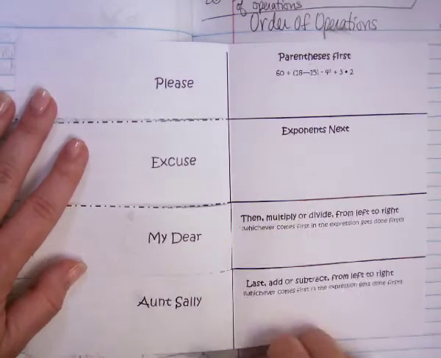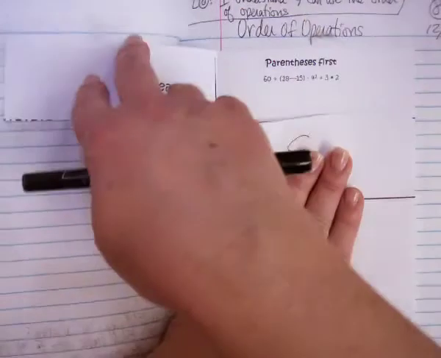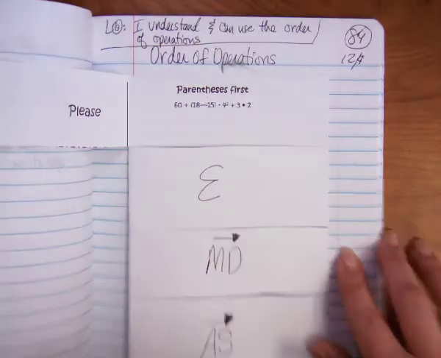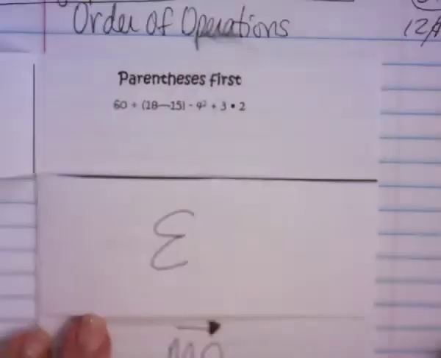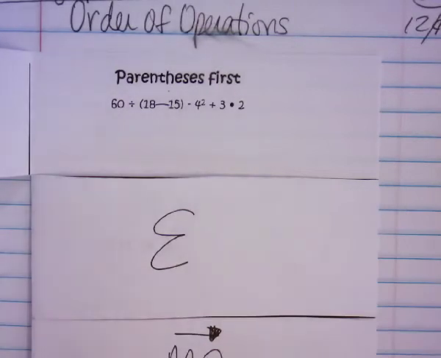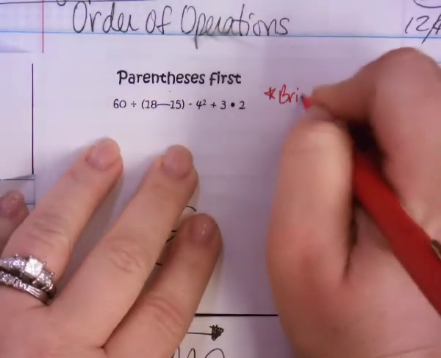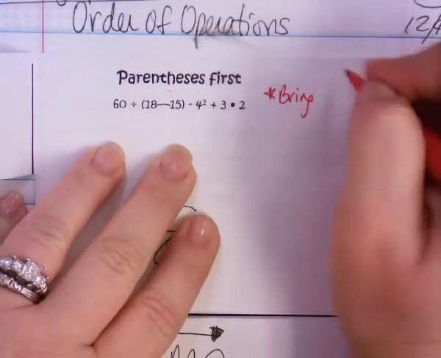P-E-M-D-A-S, okay? So you can close everything up except for the top one, which is the P. We're first going to start with P, which is parentheses. That means that everything in parentheses you do first, okay? So now with your red pen, I want you to write that you're going to bring everything that's not in parentheses down because we're going to use it just later, just not this step, okay? So right here, bring everything not in parentheses down.